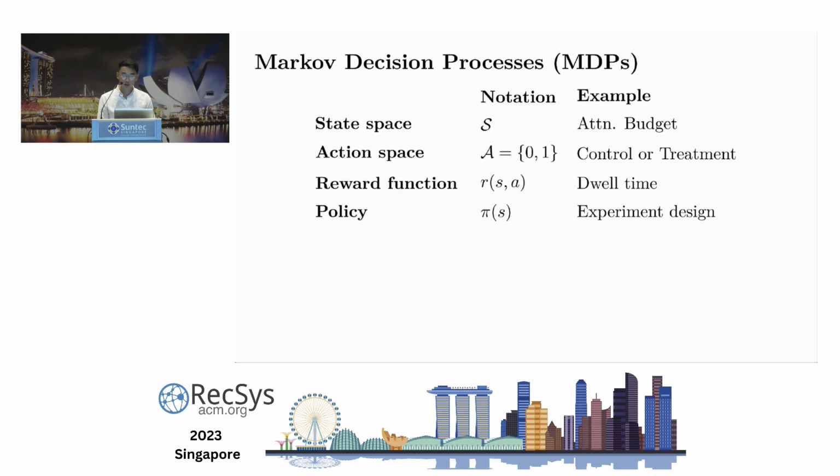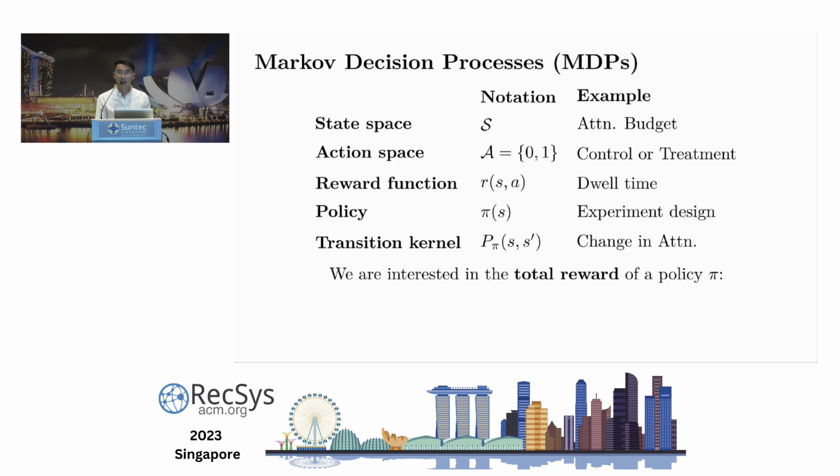But for now, you should note that each policy has an associated transition kernel, P sub pi, which tells you how likely it is to transition from one state to another if you follow that policy. And it has a total reward. So the total reward is the key quantity we care about for a given policy. It's defined as J pi, which is the sum over all time of the expected rewards that you accumulate when executing that policy. So in the previous example, it's your total dwell time.